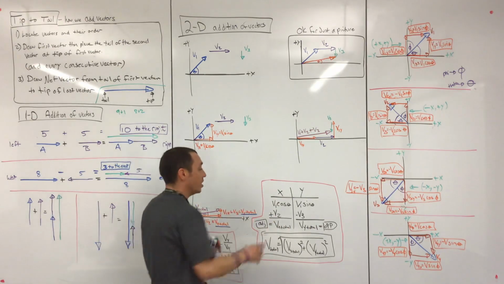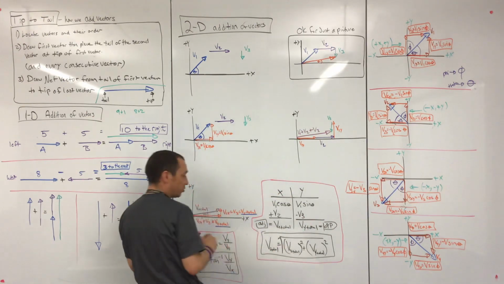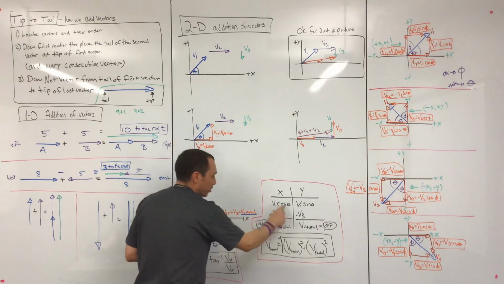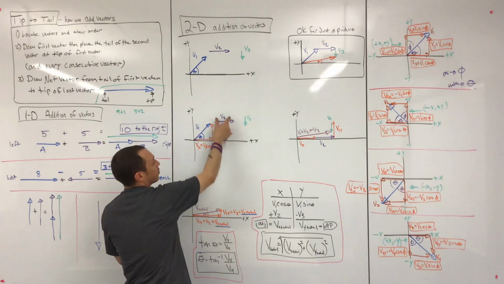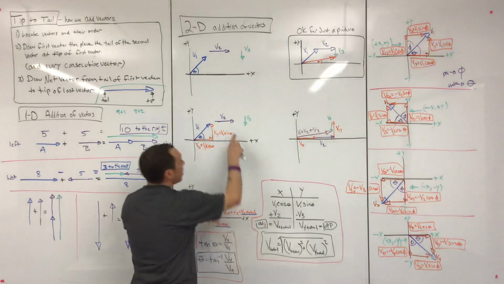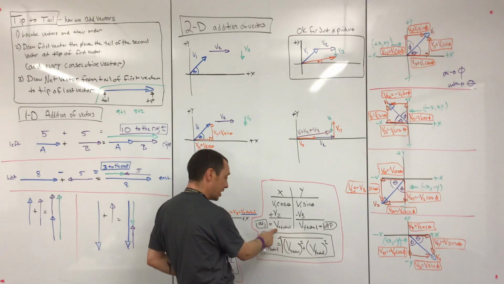Very simply, you want to break up something into two columns, an x and y column, and then use those values mathematically to add them up. So v1 cosine theta, whatever number that would be, you would write it there. And whatever v2 would be, whatever number we give you, you would write it right there. You'd add them up, they're both in the same direction, so they'd add, and that'd be vx total.